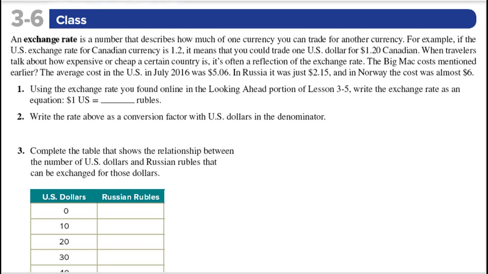Okay, exchange rates. They explain that when you change from one country's currency to the other, the currencies have different values, so you don't get a one-to-one relationship. But there is a relationship. So question 1, using the exchange rate you found in the looking ahead portion of lesson 3-5, write the exchange rates as an equation. $1 equals how many Russian rubles?